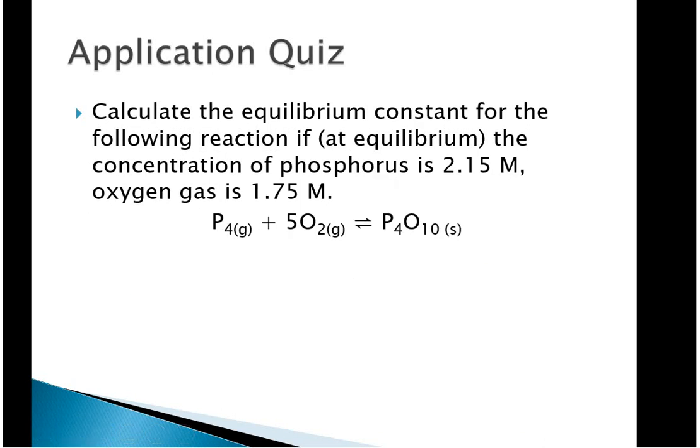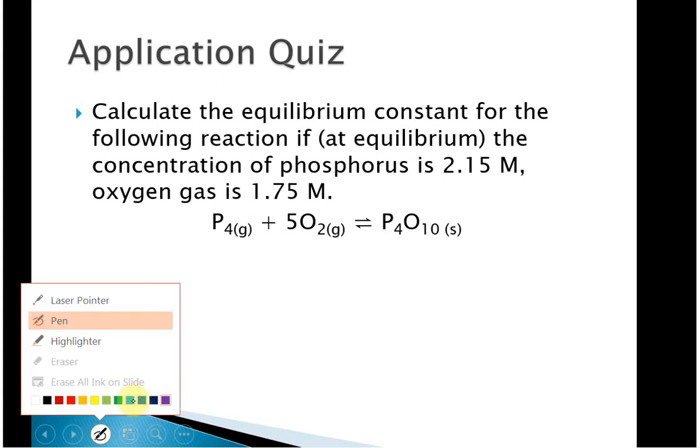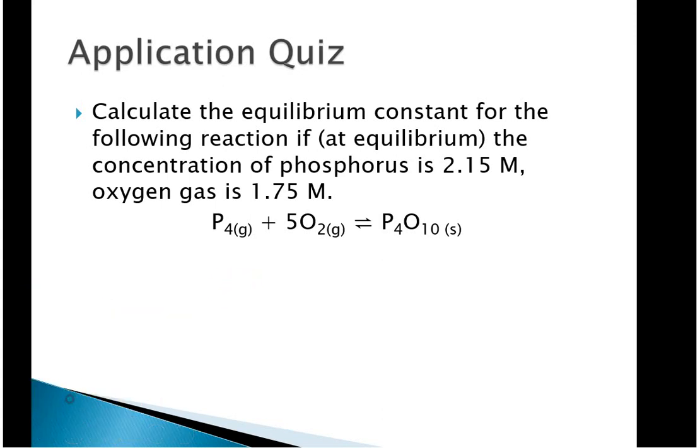Calculate the equilibrium constant for the following reaction, if at equilibrium the concentration of phosphorus is 2.15 molar and oxygen gas is 1.75 molar. Go ahead and hit pause here and actually try to calculate it out. I'm going to assume you have done that and you are coming back. Our K here is going to be products over reactant, so it's P4, O10, except we don't care about this because it's a solid. Instead of writing it out like that, I'm just going to go ahead and put it as a 1.